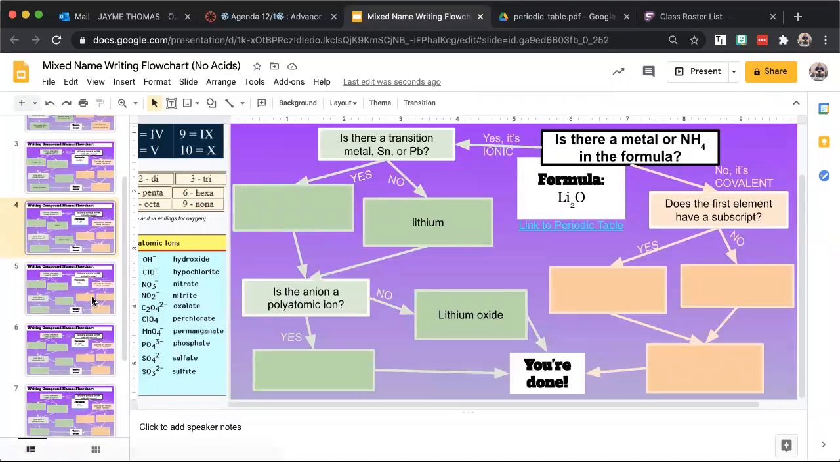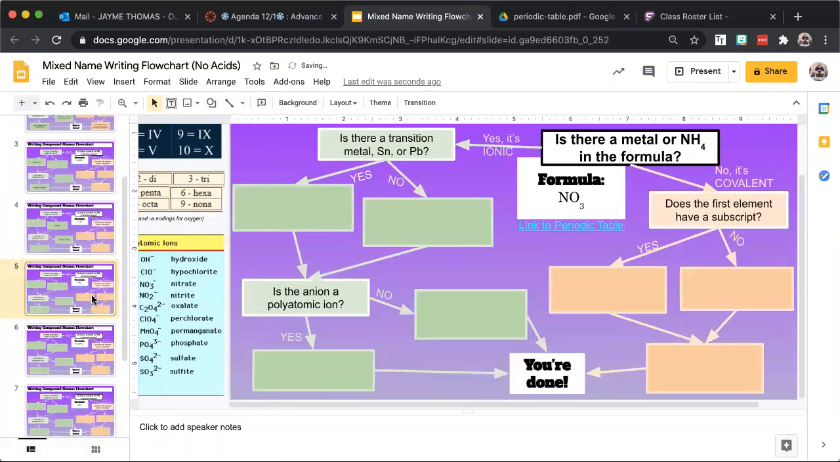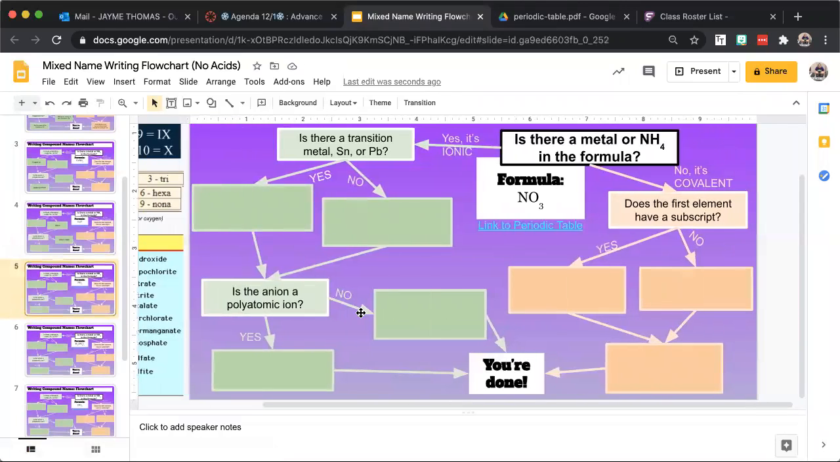All right. So let's look at this next one. Now on this one, our formula is NO3. So again, we always start with that same question. Anybody can take this one. Is there a metal or NH4 in this formula? No, there is not, right? It's pretty obvious, again, there's not an NH4.